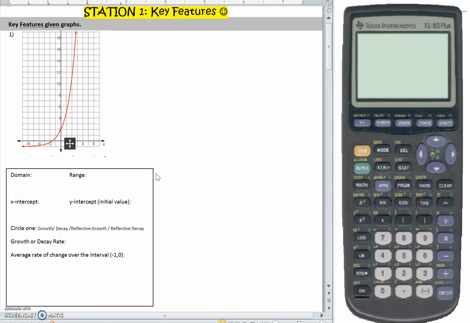Alright, so for our video tutorial here for Station 1, by the end of it you should have an understanding of how to analyze the graph and look at this and say a little bit more about the description of what you're looking at. You should understand how to identify all of the key features, especially the growth and decay rate. So let's get started.